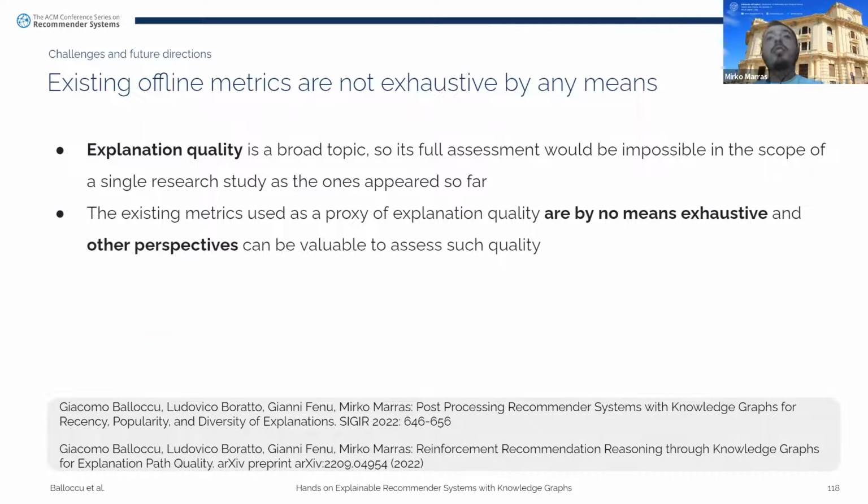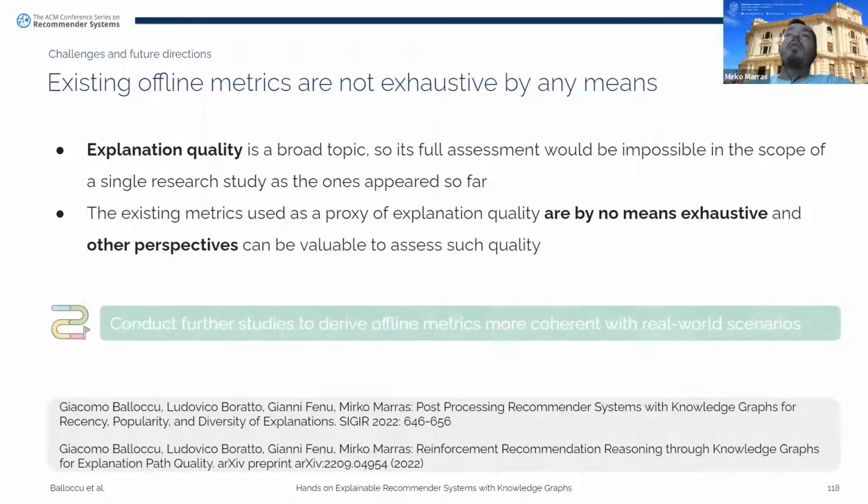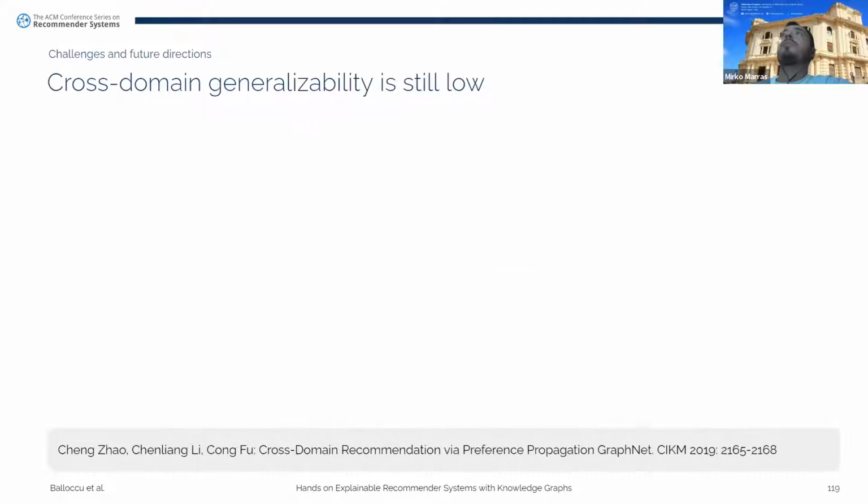Traditional beyond-accuracy metrics that have been explored in traditional recommender system research, like serendipity, diversity, and novelty, can be further elaborated in the context of reasoning paths, as we have seen with Giacomo before. We therefore envision that conducting further studies to derive offline metrics more coherent with real-world scenarios will be an interesting direction.